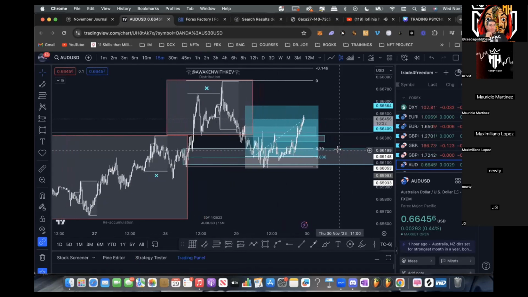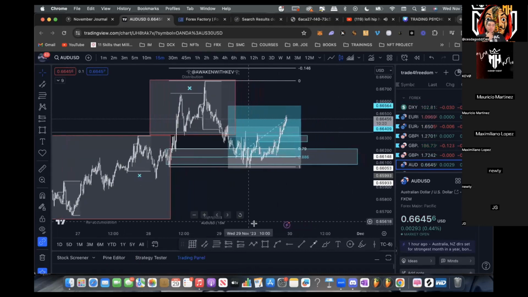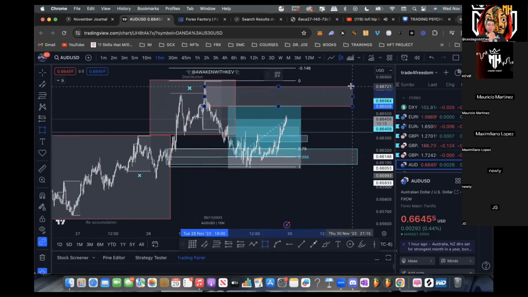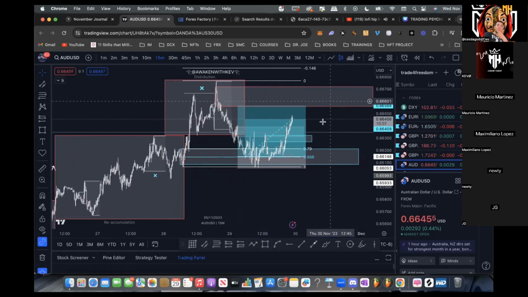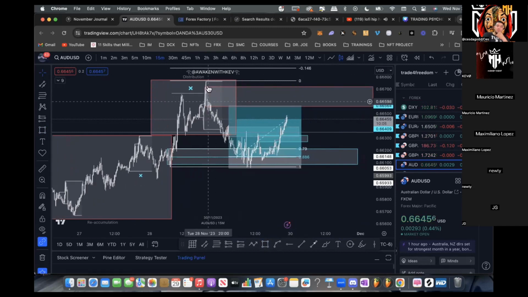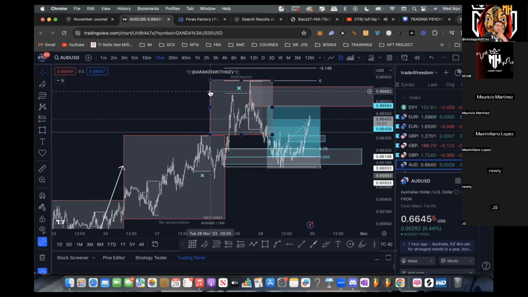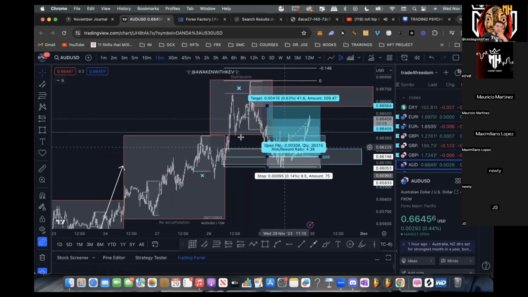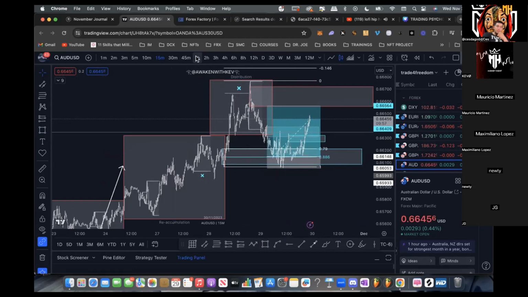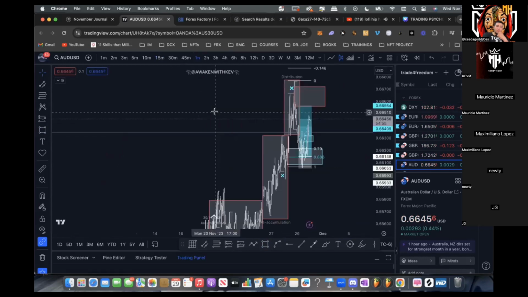I also have a POI for shorts on AU as well. So if we do get a bullish dollar, I would not mind looking for short opportunities within this FU candle right here, because we did take out this last low. So we technically broke structure. That was a 15-minute higher low.